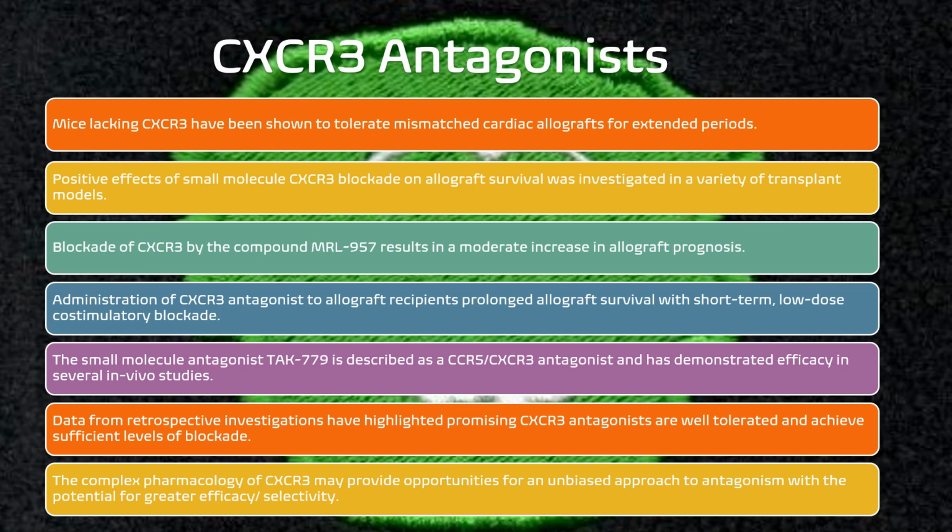A blockade of CXCR3 by the compound MRL-957, another important component, resulted in a moderate increase in allograft prognoses. Administration of CXCR3 antagonists to allograft recipients prolonged allograft prognoses with short-term and low-dose co-stimulatory blockade. The small molecule antagonist TAK-779 had been described as a CCR5 CXCR3 antagonist and had demonstrated efficacy in several in vivo investigations.